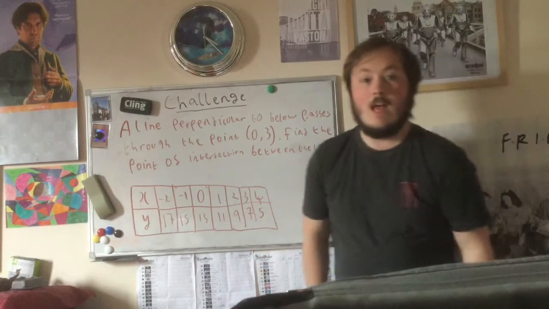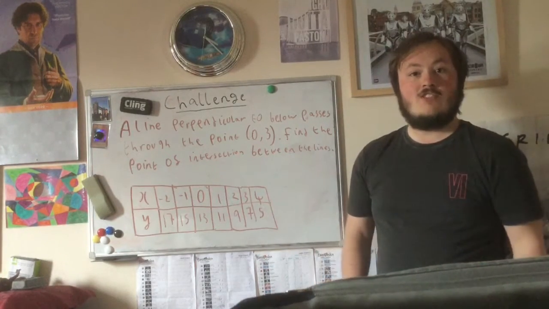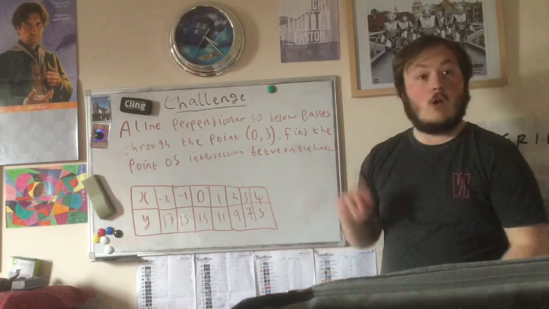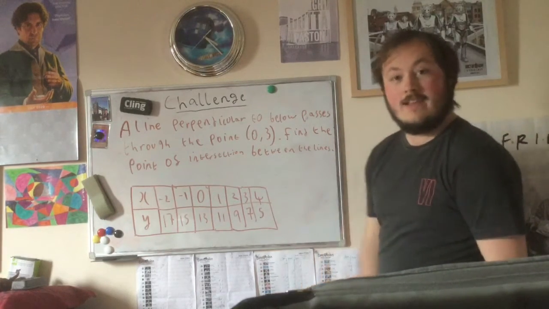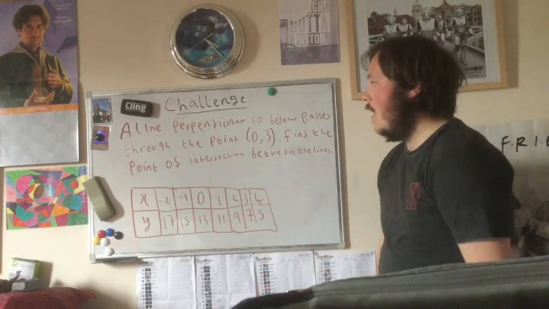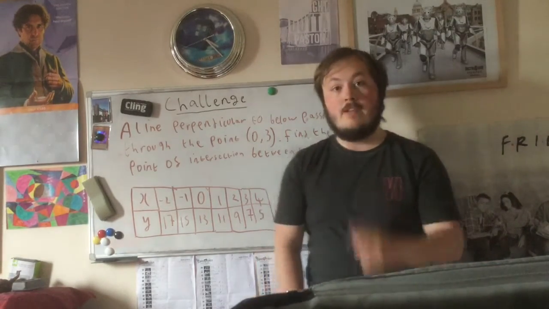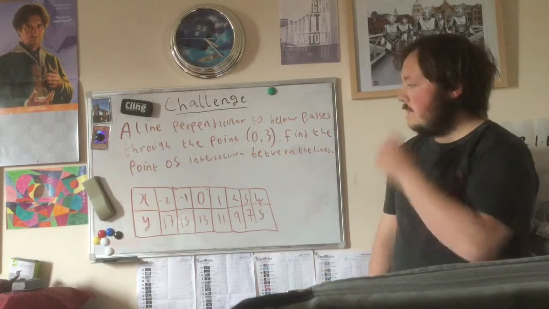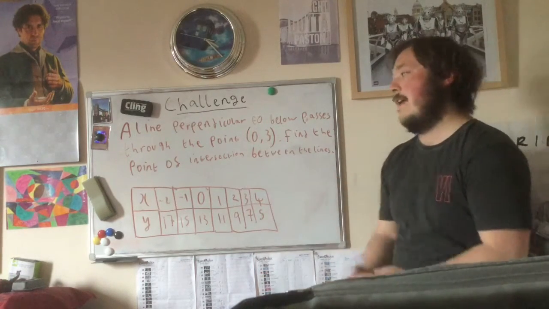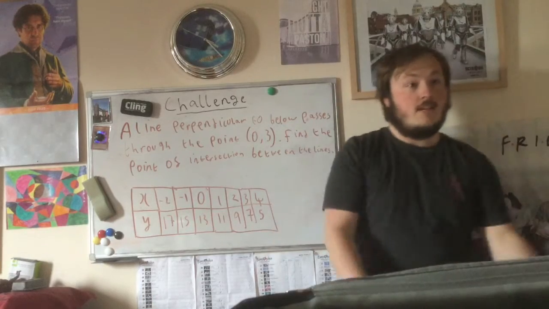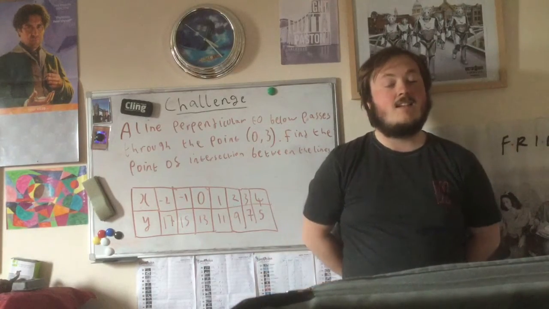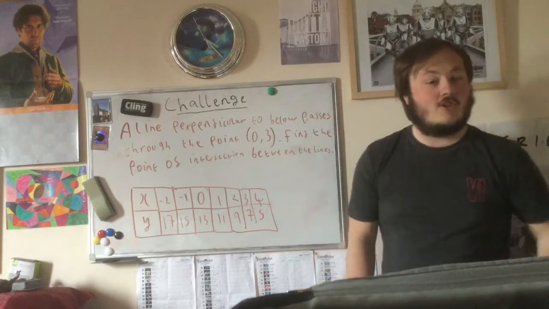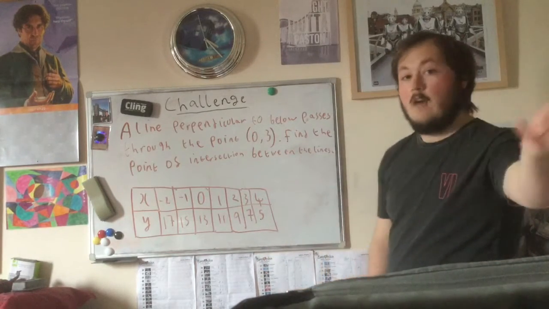And remember, we're going through challenges where you need to have knowledge from previous videos on my channel to solve them. So, here is the challenge for today. We have a line that's perpendicular to this line below, and it passes through the point (0, 3). Now, these two lines intersect at a certain point. We need to find that point of intersection. So, how do we do it?